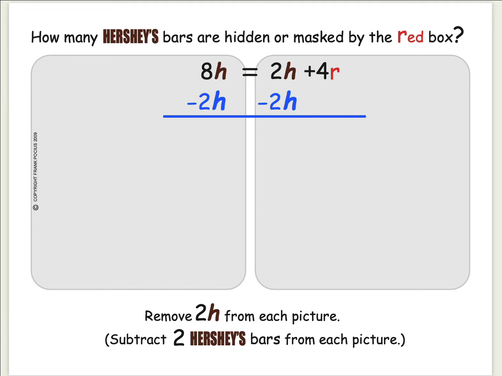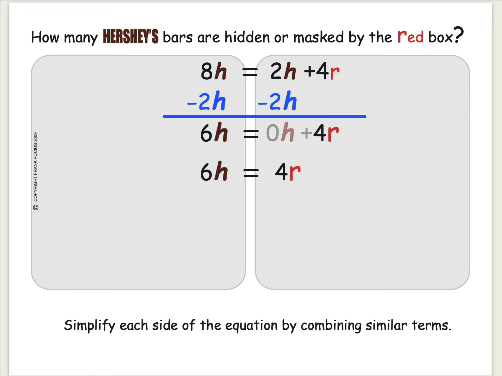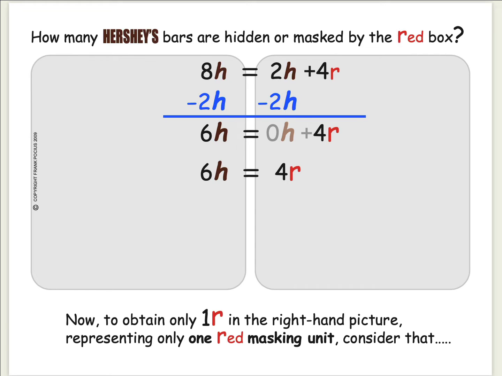Remove 2H from each picture. Subtract 2 Hershey's bars from each picture. Simplify each side of the equation by combining similar terms.